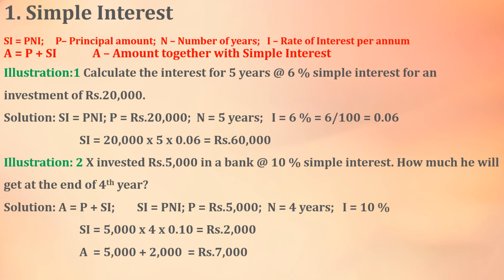Illustration 2. X invested 5,000 rupees in a bank at 10% simple interest. How much will he get at the end of the 4th year? Solution. A equals P plus SI, SI equals PNI, P equals 5,000 rupees, N equals 4 years, I equals 10%. SI equals 5,000 x 4 x 0.10 equals 2,000 rupees. A equals 5,000 plus 2,000 equals 7,000 rupees.